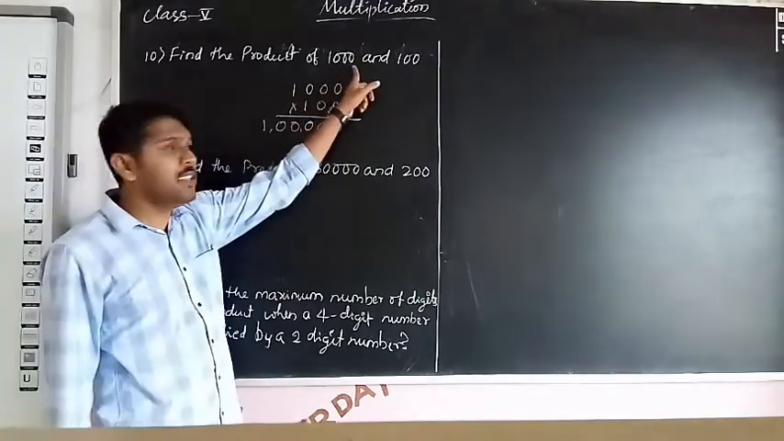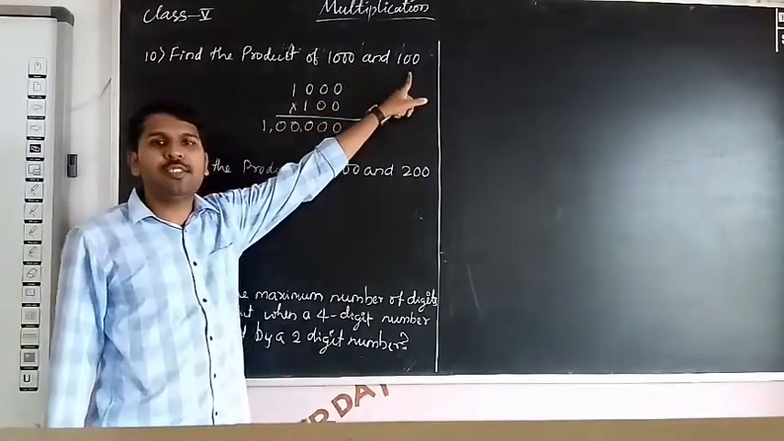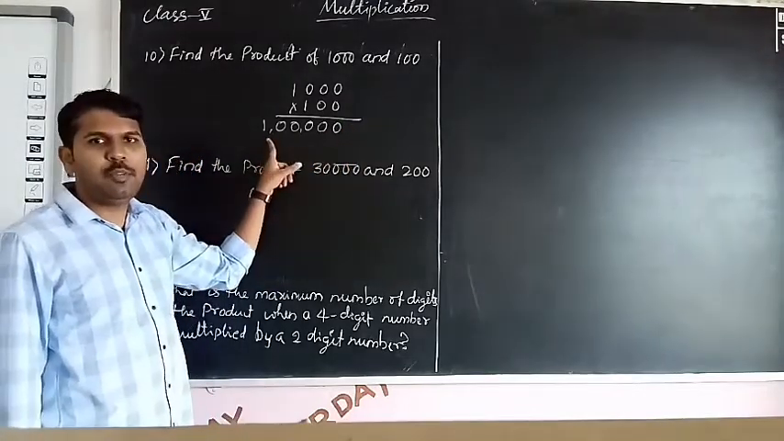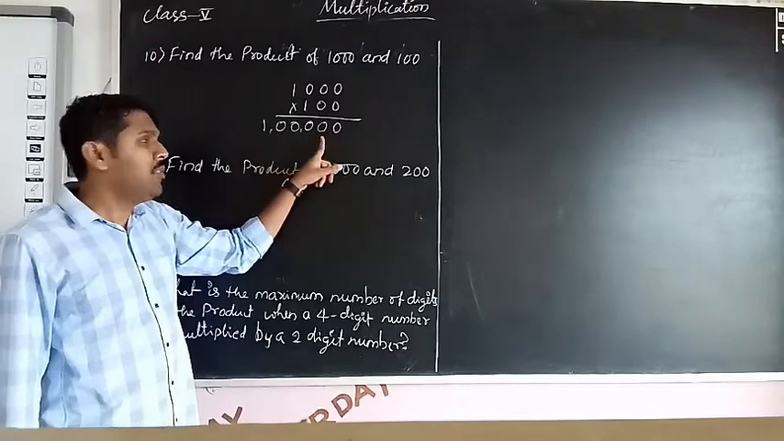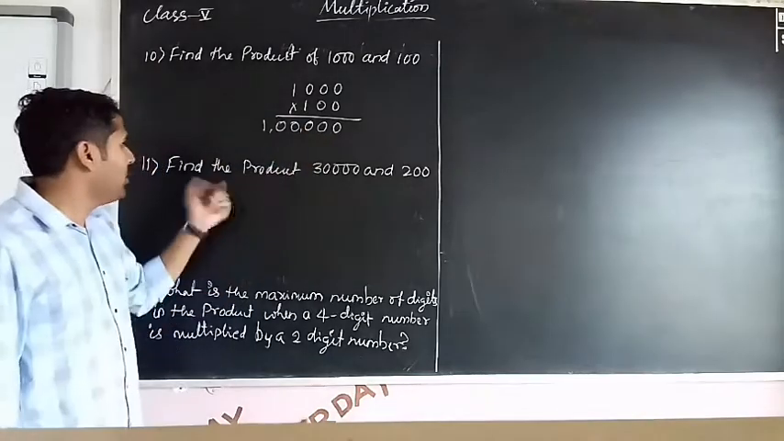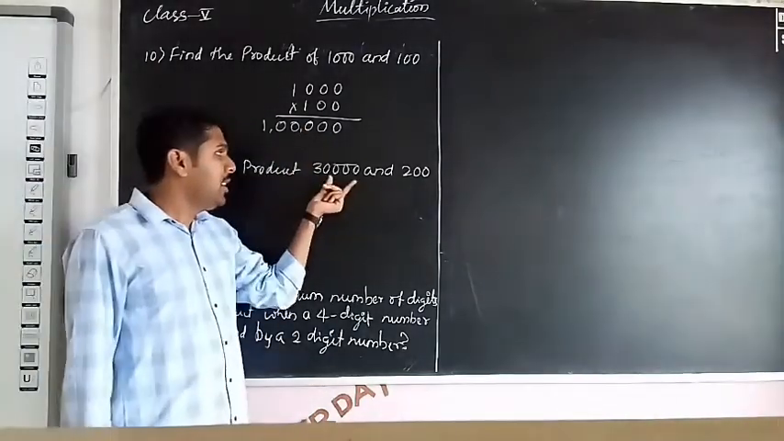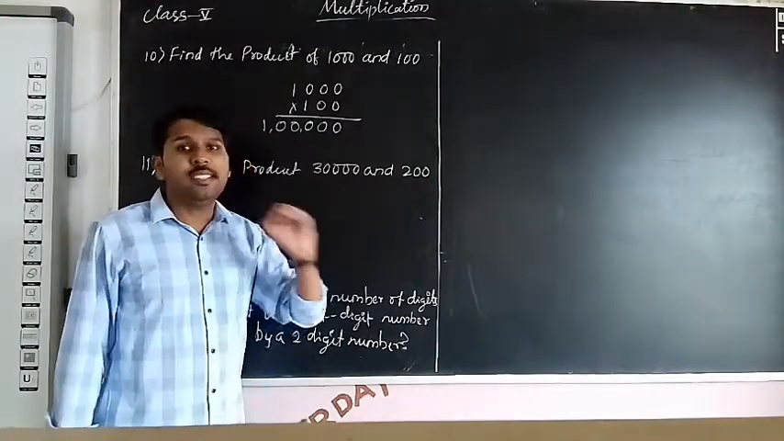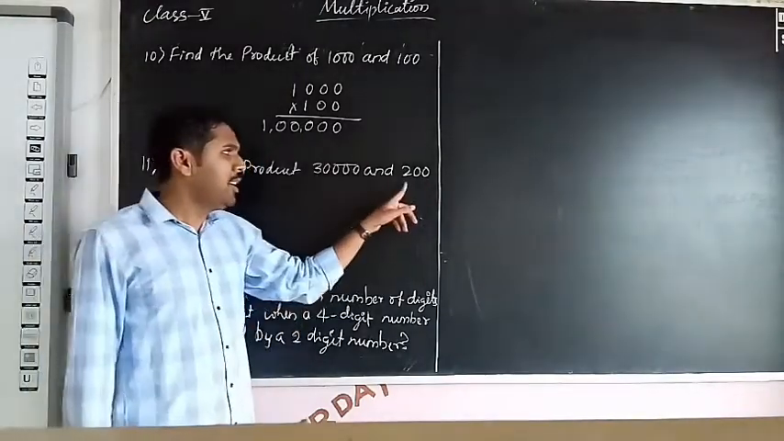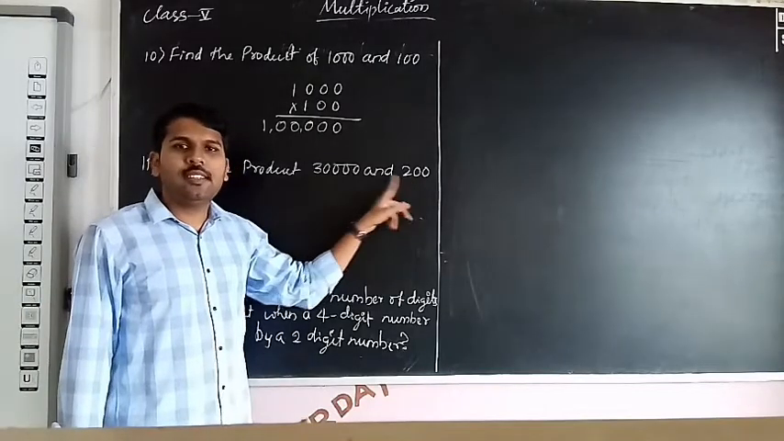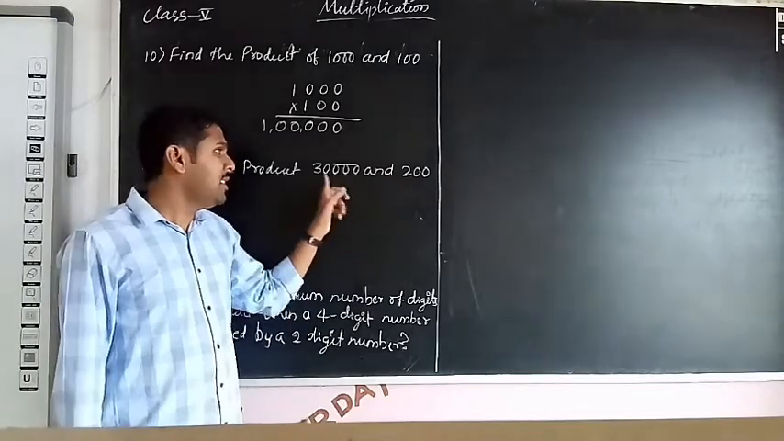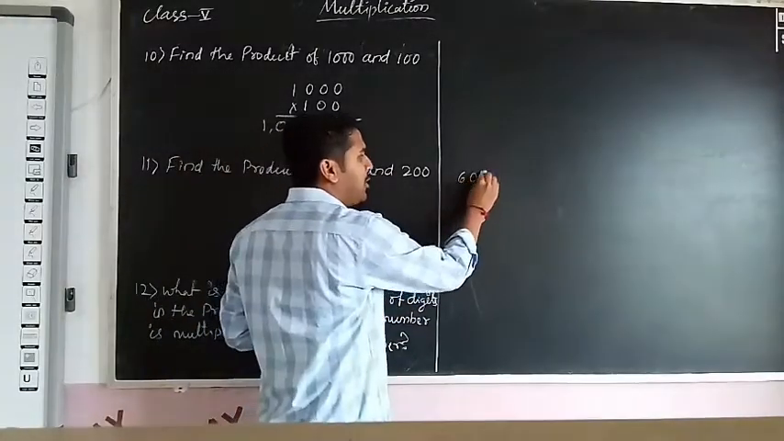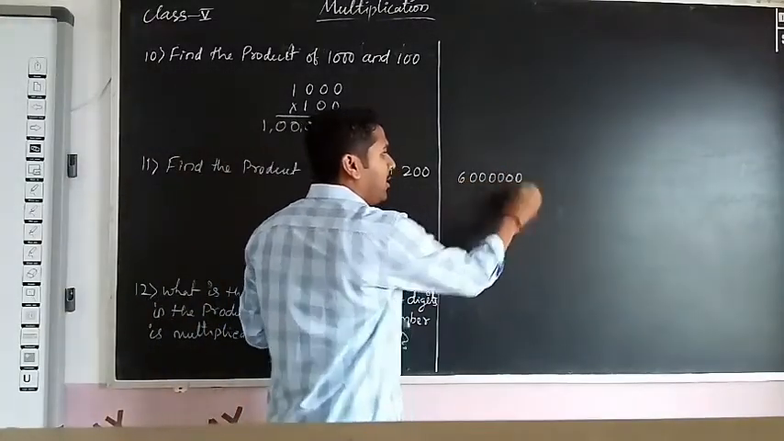Otherwise, how can we directly multiply? Here how many zeros are there? 3. Here 2. 3 plus 2, 5. 5 zeros, and 1 as it is. Just keep 1 as it is. 1 with 5 zeros, 1 lakh. So next, here also, how many zeros are there? 4. Here 2 zeros. Total how many zeros? 6 zeros. Just multiply 3 into 2. What is the answer? 3 into 2, 6. 6 zeros. This will be the answer.